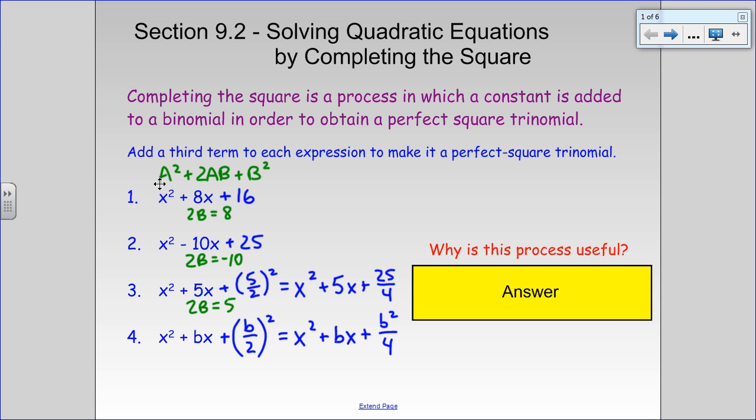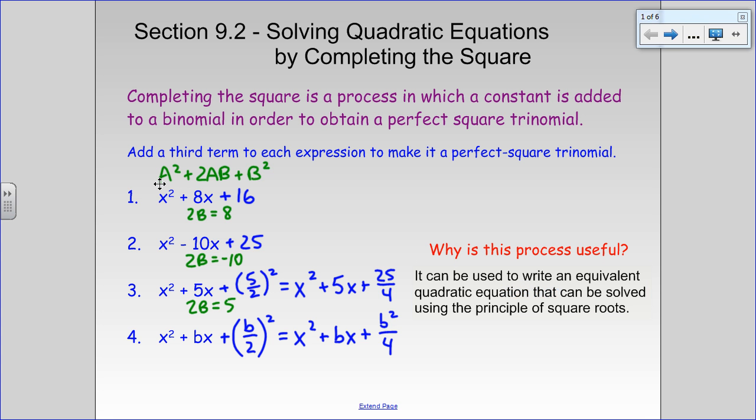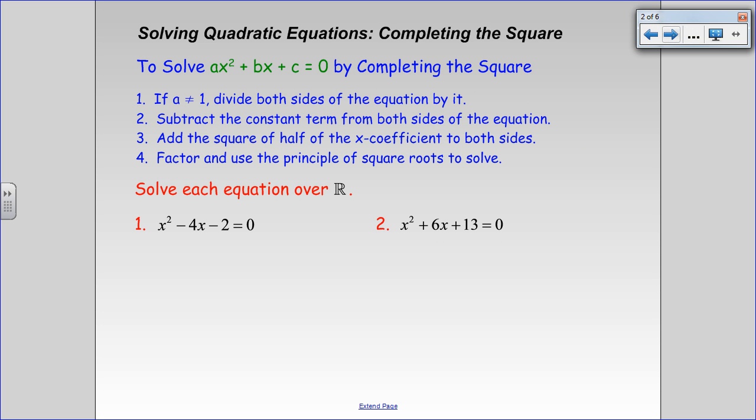Now, why is this process of completing the square useful? Well, it can be used to write an equivalent quadratic equation that can be solved using the principle of square roots. Let's describe the process and then look at several examples. To solve any quadratic equation by completing the square, we'll use 4 steps.